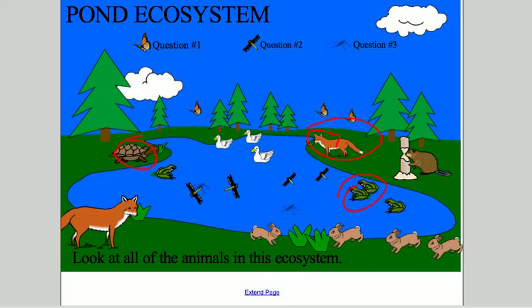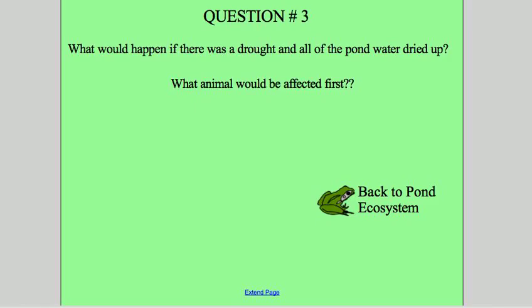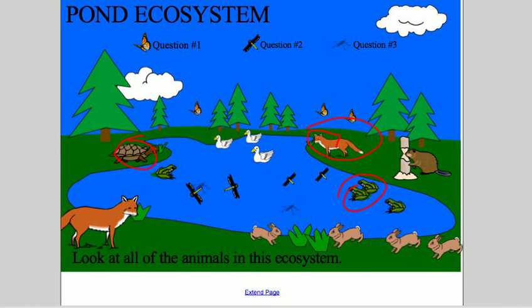Question 3. What would happen if there was a drought and all the pond water dried up? What animal would be affected first? If the water dried up, then the water animals, like these water insects and frogs and turtles, they would be affected first, as their habitat would not be available. But the other animals would be affected by the loss of these animals as well.